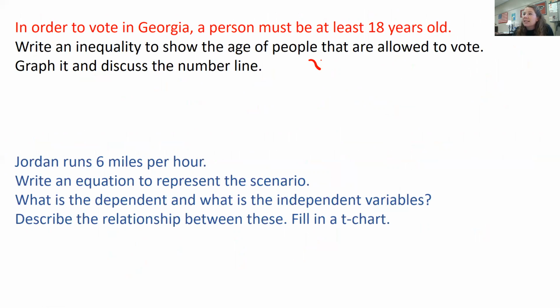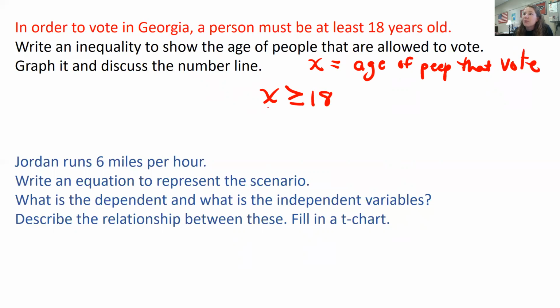So if x represents the age of people that can vote, then I would say their age. Now, if you're at least 18, that means you're 18 years old or older. So x must be greater than or equal to 18. Since this is the age of people that can vote, the age of the people must be greater than or equal to 18 years old.